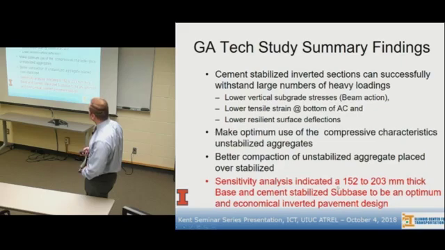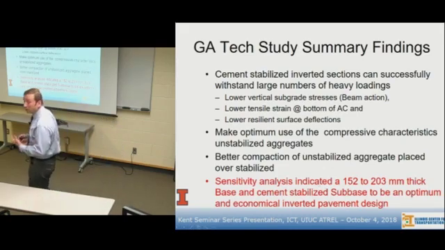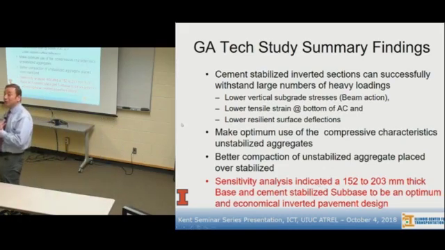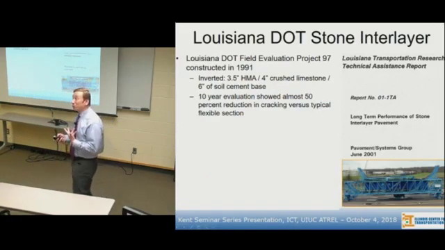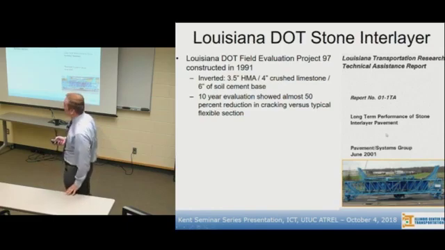And the sensitivity analysis that we did came up at 152 to 203 millimeters, about 6 to 8 inches of base course, and that of the cement stabilized subbase was an optimum and economical inverted pavement design, which agrees well with many years, 20, 30, whatever, almost 30 years of experience of the South Africans. Other applications in the US.